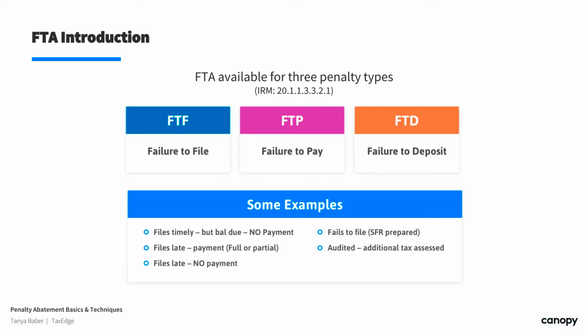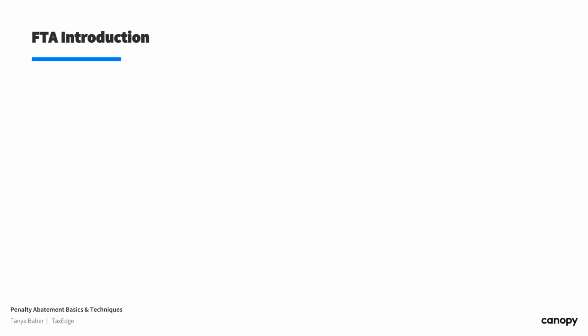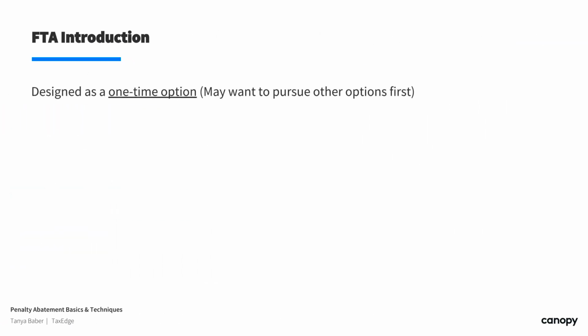If they file late and make no payment, or they're audited and additional tax is assessed, or they don't file at all, they can be having something called an SFR, a substitute for return prepared. Those are going to layer in some penalties for failing to file and failing to pay. All these are examples where it could qualify, but then we say, okay, let's think about this and see if it's really what we want to pursue. We know it's one of those 3 types, but what are these requirements?